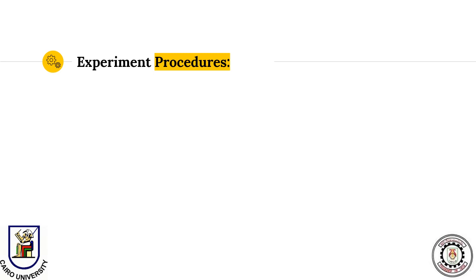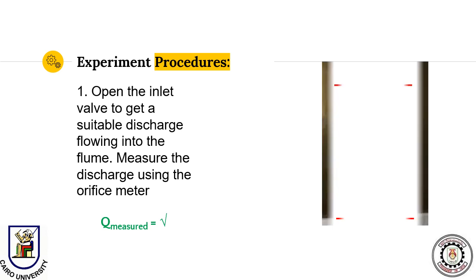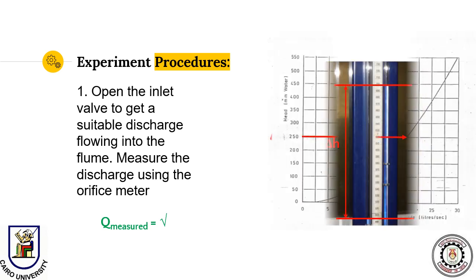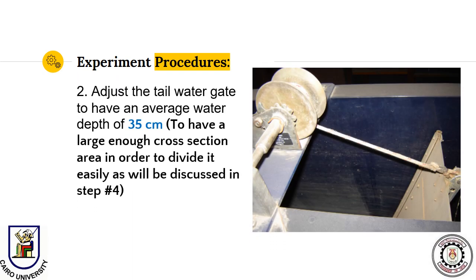Experiment procedures. 1. Open the inlet valve to get a suitable discharge flowing into the flume. Measure the discharge using the orifice meter. 2. Adjust the tailwater gate to have an average water depth of 35 centimeters to have a large enough cross-section area in order to divide it easily, as will be discussed in step number 4.